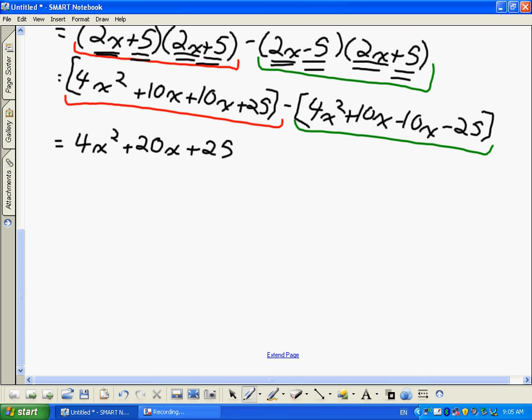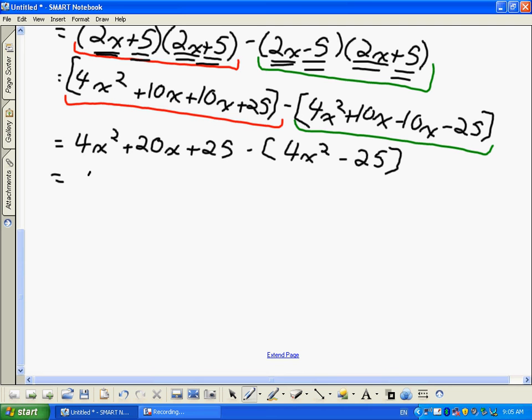On our second bracket, I'm going to simplify first, because I'm going to do this in two steps because this may be confusing. We'll simplify the other bracket first. 10x minus 10x, they're going to cancel each other out. Subtract 25. Okay? Our two 10x's got rid of each other.